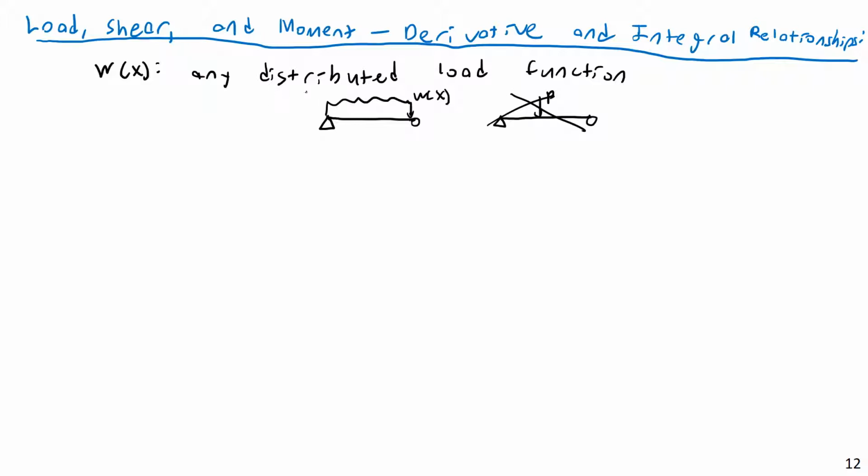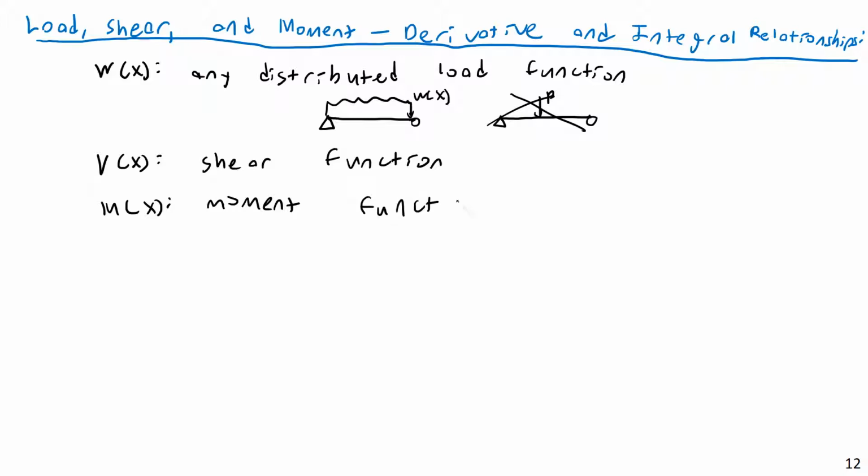For W of x's, we're talking about purely integrating across a function, or a function that is continuous across at least some region of the beam. It's not going to have to be continuous across the entire beam, but at least some region of the beam. V of x is your shear function. And M of x will be your moment function.